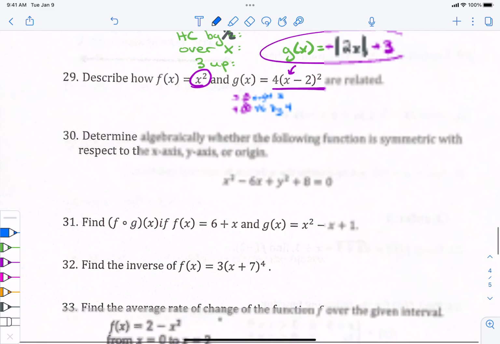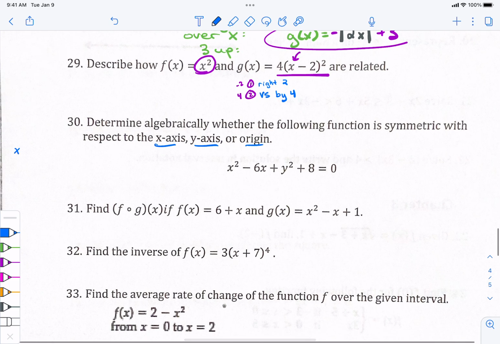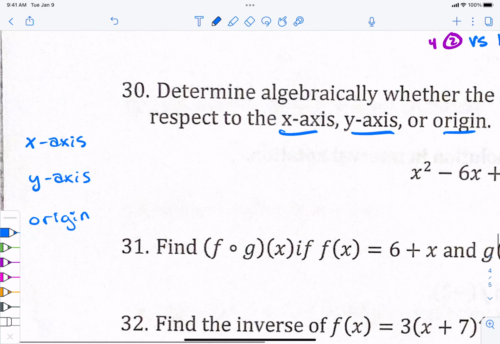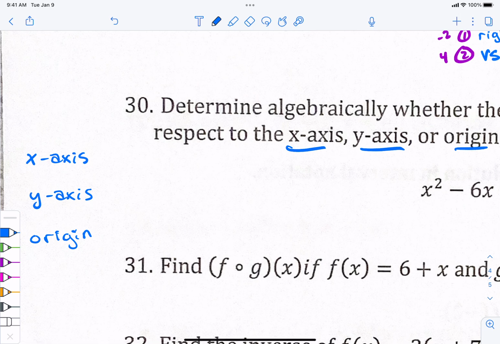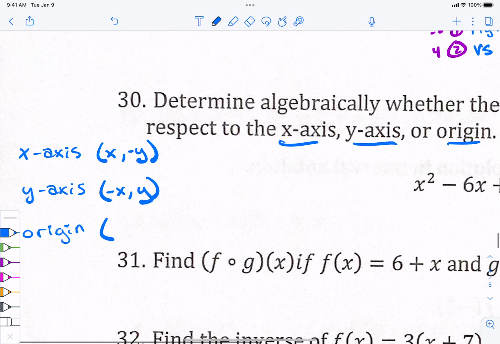Symmetry. There are 3 types of symmetry: x-axis, y-axis, and origin. Let's put it off to the side over here. Do you remember how you check for this? For x-axis, I plug a negative in for the y, so x stays the same and y becomes negative. If it's symmetrical with respect to the y-axis, I plug a negative in for x, so negative x, y. And if it's origin symmetry, both of them are negative.